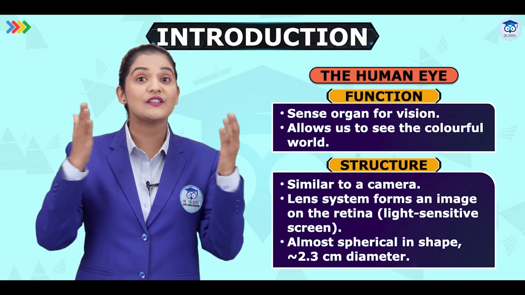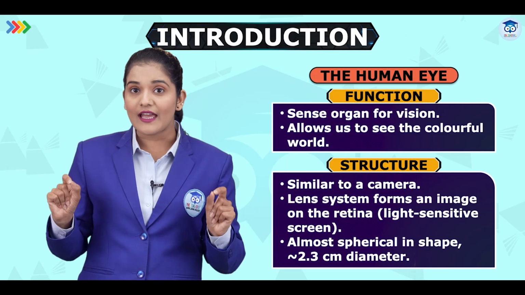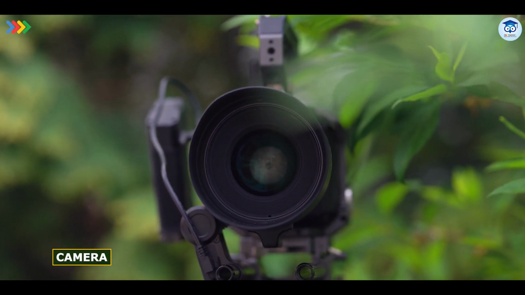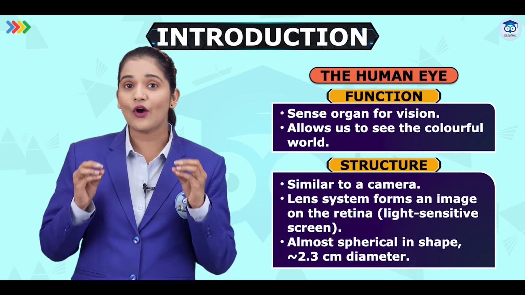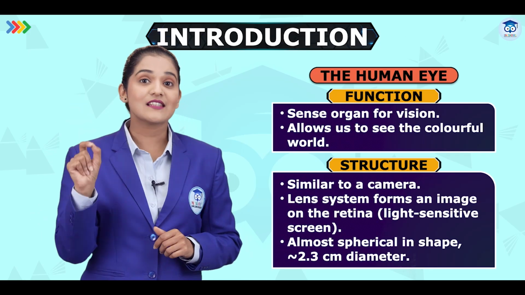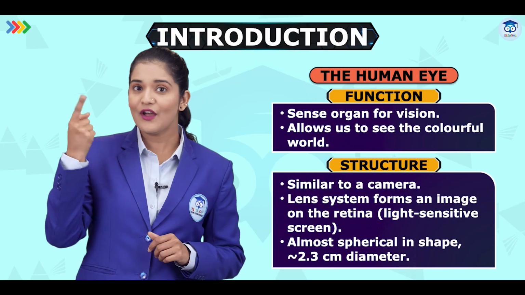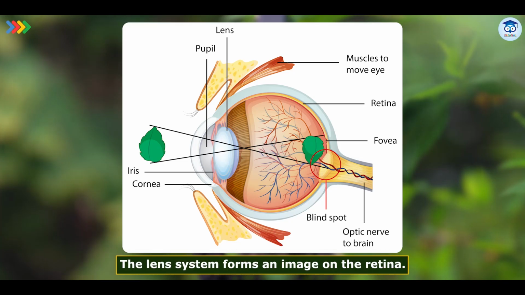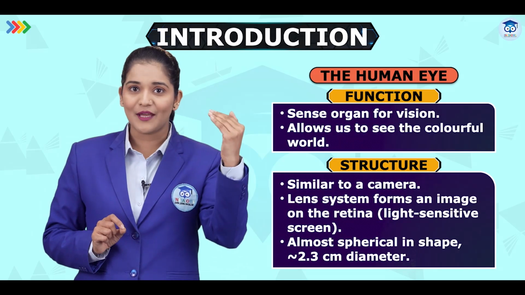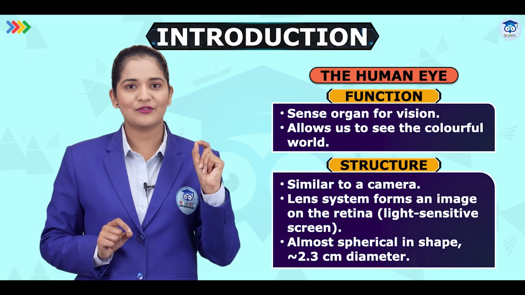Now, coming to the structure. The human eye is similar to a camera. Just like a camera captures images through its lens system and records them, the eye also captures images using its internal lens system. This lens system forms an image on the retina, which is the light-sensitive layer located at the back of the eye. The retina plays a crucial role in helping us see by receiving the light signals and sending them to the brain through the optic nerve.